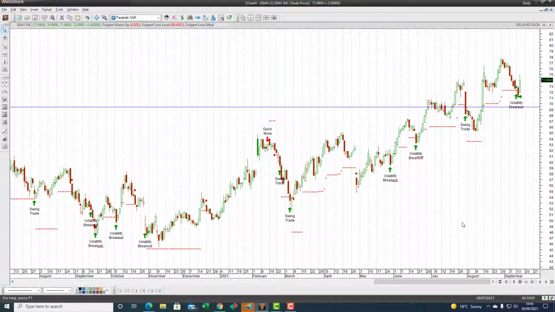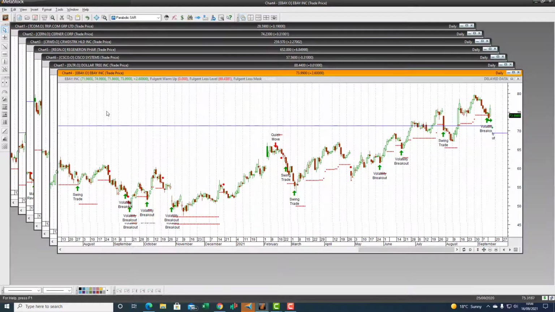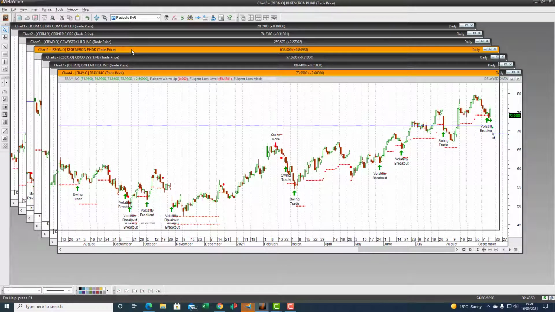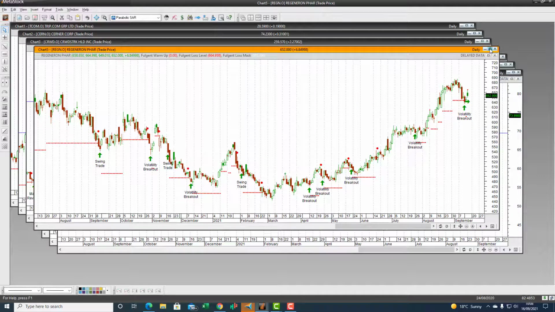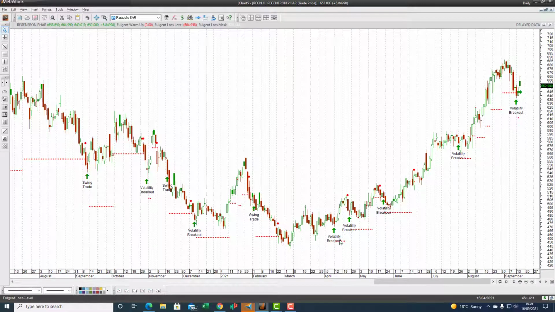But eBay, fantastic. Lots of trading ideas on eBay using the AI, from volatility breakout to swing trade. Volatility breakouts are very popular on this particular name. We've done CrowdStrike, Regeneron Pharma. Also a fantastic move there. Caught the April, May, June move. The August move caught that, and now we have a volatility breakout here.